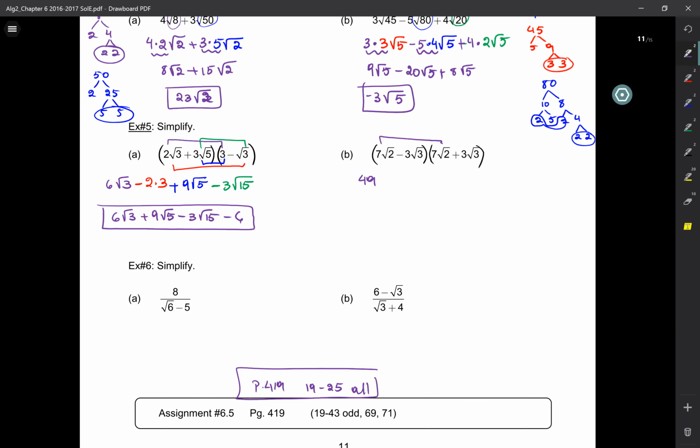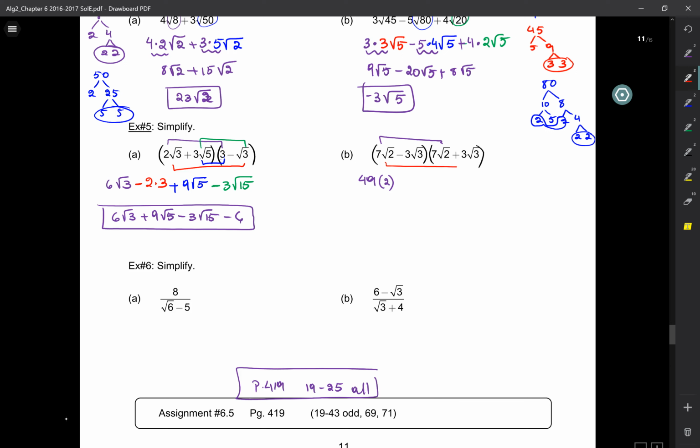Root 3 times root 3 gives you 3. So if you have root 2 times root 2, it's just 2. All right. If it's root 5 and root 10, then it's just root 50. You multiply them. Okay.